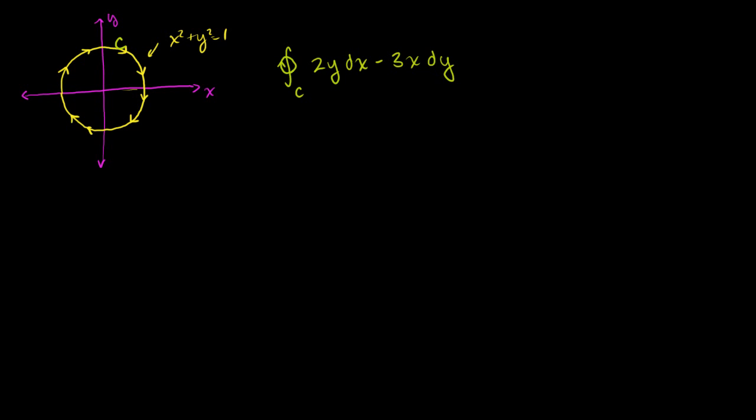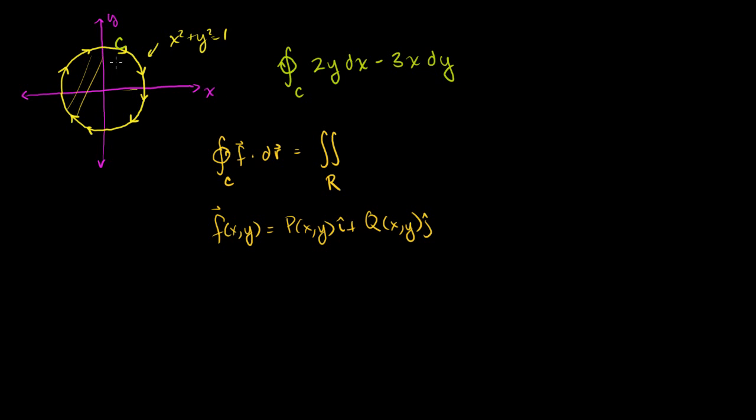So let's try. This is our path. Green's theorem tells us that the integral over some path of F dot dr, where F of x, y is equal to P of x, y i plus Q of x, y j, is equal to the double integral over the region of the partial of Q with respect to x minus the partial of P with respect to y, all of that dA, the differential of area. And of course, the region is what I just showed you.